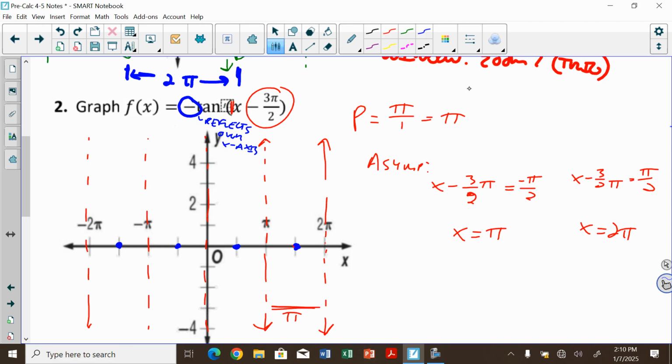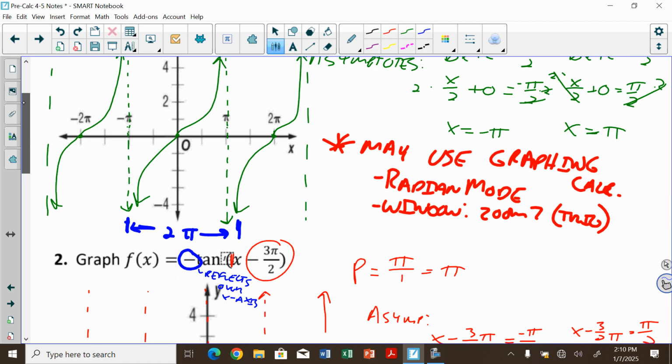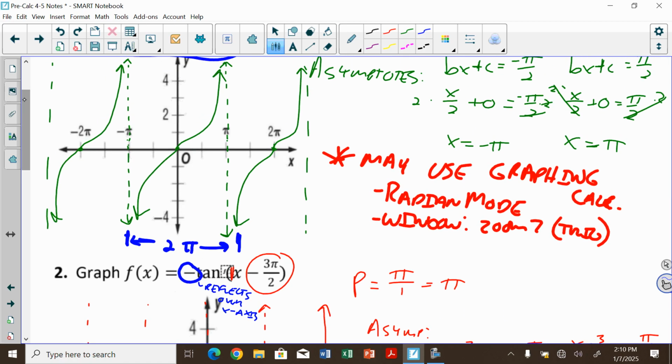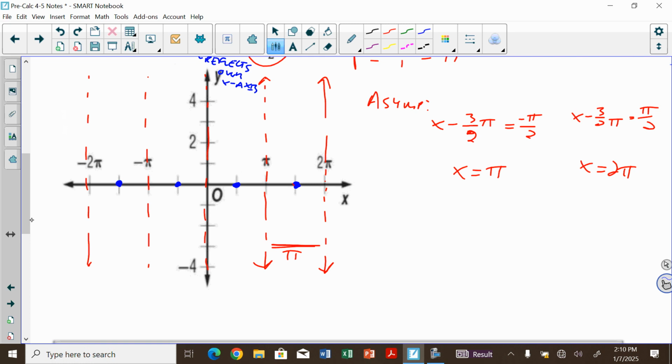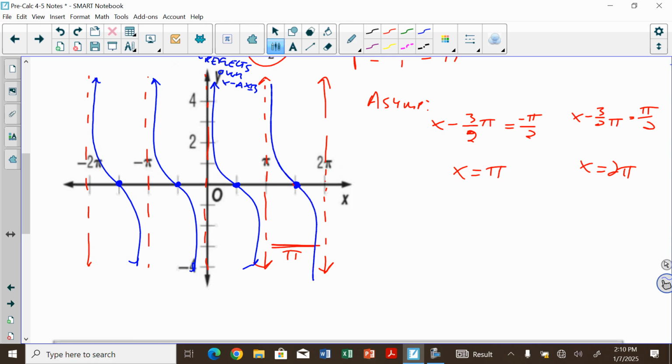So what that's going to do is kind of change the direction. So these kind of increase from left to right. So now this one's going to kind of decrease from left to right. So these will start up here and work their way down like that. Okay, and there you have it. All right, let's continue on.